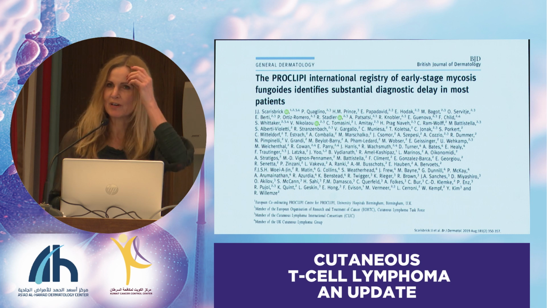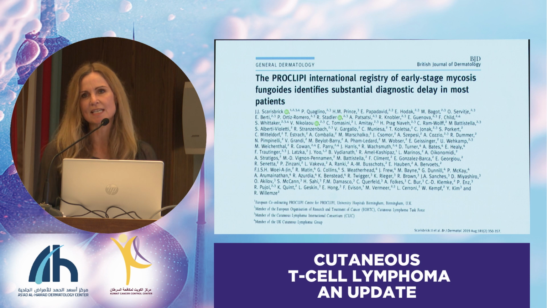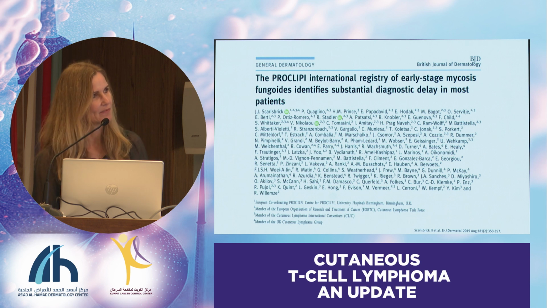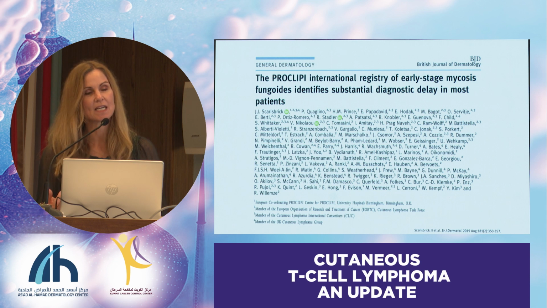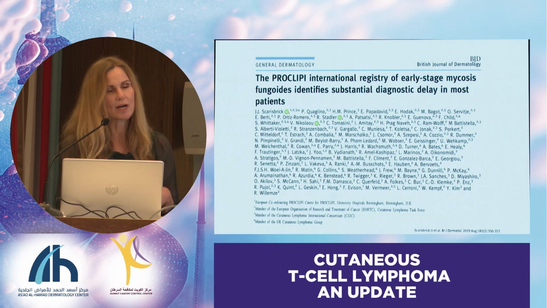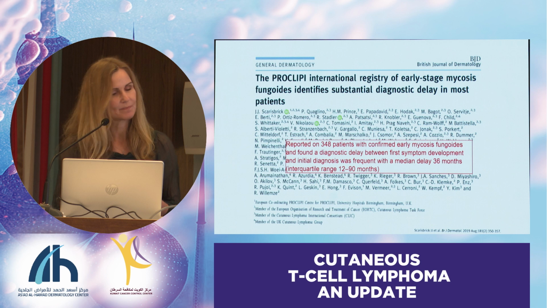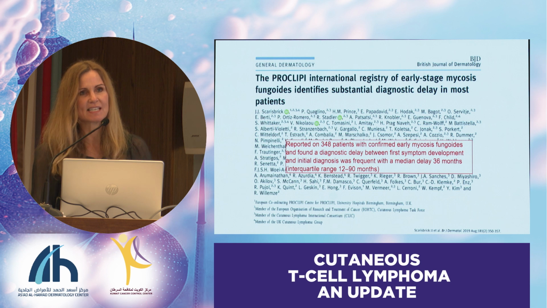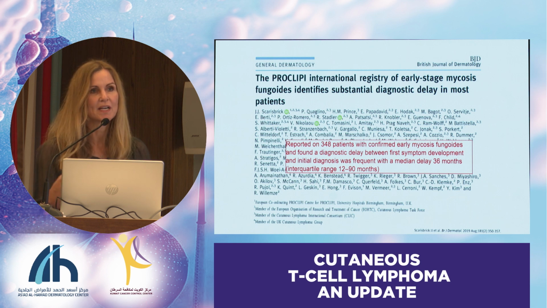Some of you may have heard of the PROCLIPI registry. It's an international observational study collecting patients throughout the world with mycosis fungoides from diagnosis, which started in 2015. One of the first things we did was look at the early stage patients. When we enrolled them, we asked them how long they had had this type of rash, the MF-like lesions, to work out what the delay in diagnosis was. We found this was frequently a median delay of 36 months, so 3 years for that patient from onset of MF-like lesions to being told the diagnosis.